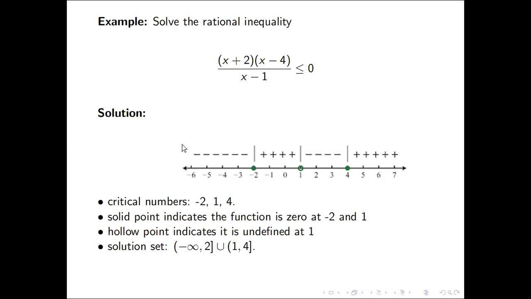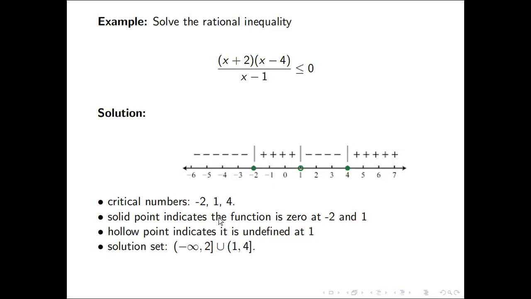Now, once you have determined the order of signs, you are ready to solve the inequality. What does the inequality require? Less than or equal to 0. So that means either it's negative in value or 0 in value. That means we will include the critical numbers where the function has 0 value, namely, -2 and 4. 1 is not part of the solution because it's not defined there. It's not in the domain. The function is not defined there.